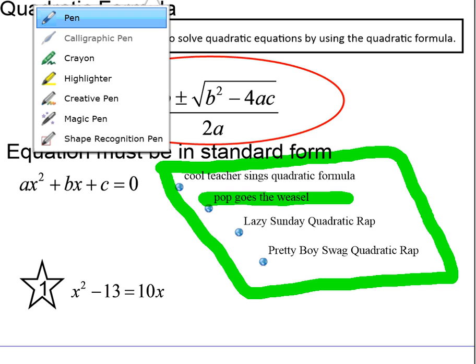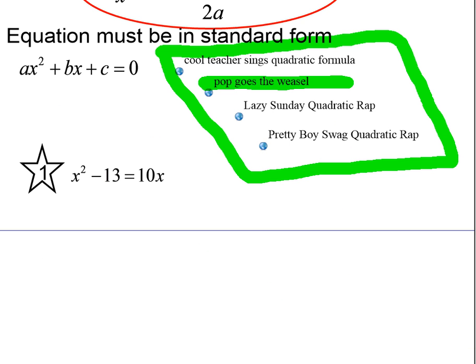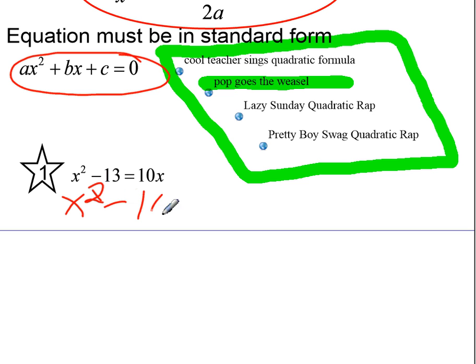All right, so I'm going to now solve the first problem here. Before you can solve any quadratic using the quadratic formula, you must have it in standard form first. That means in the form ax squared plus bx plus c equals 0. For problem number 1, I have to subtract 10x from both sides to do that. When I move my 10x to the left, it becomes a negative 10x.